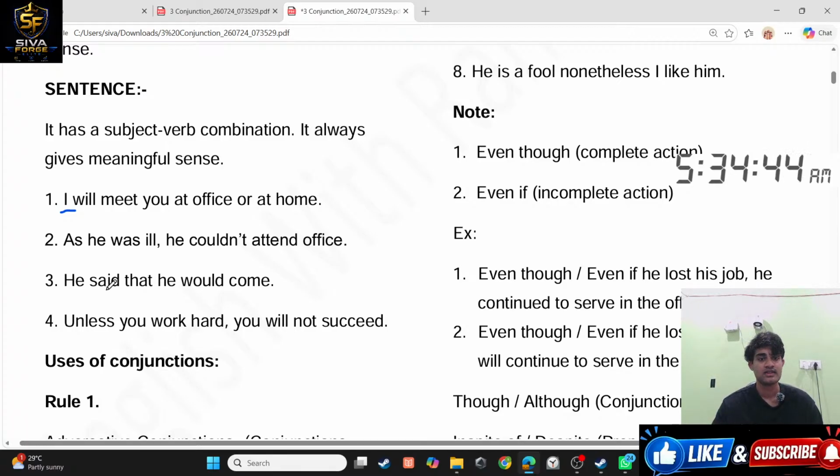He said that he would come. Here, he and said are subject and verb, and he would come is subject and verb. So that is my conjunction.